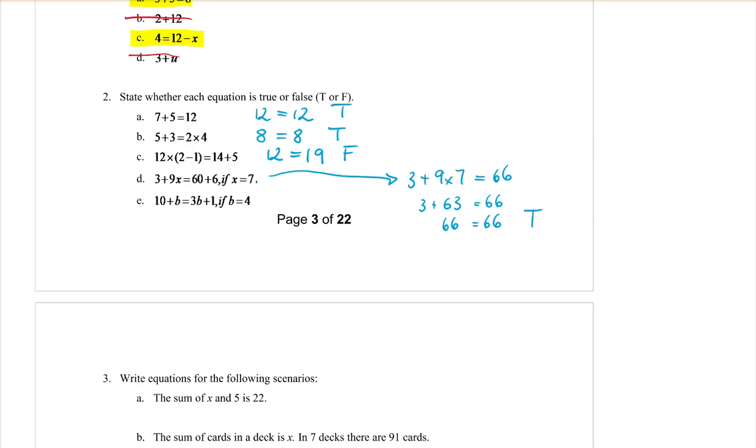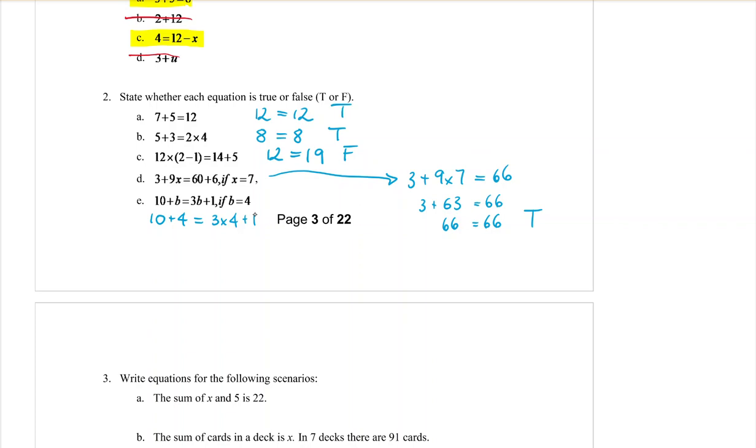All right, so let's try it again. This one will be very similar. So 10 plus B, I'm replacing the B with a 4. So it'll be 10 plus 4 equals. Now I also need to put it into the right-hand side as well. 3B will be 3 times 4 plus the 1. So there's my 3B plus 1.